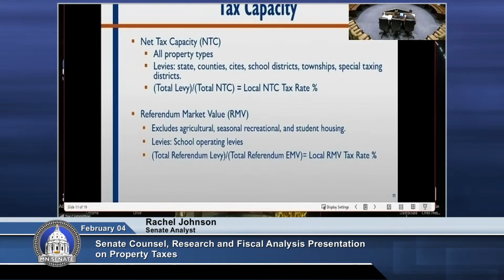The second type of tax base is the referendum market value tax base, and that's for school operating levies. These referendum market value levies account for about 12% of property taxes in the state. Agricultural, seasonal recreational, and student housing property are excluded. And a taxing jurisdiction's referendum market value tax rate is calculated by dividing the total levy by the total referendum estimated market value.